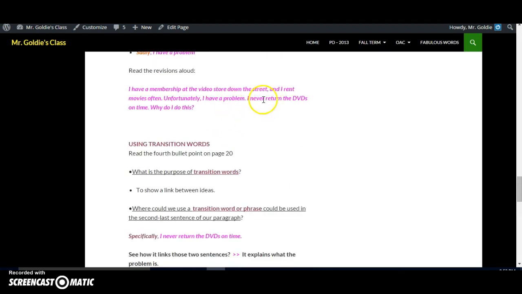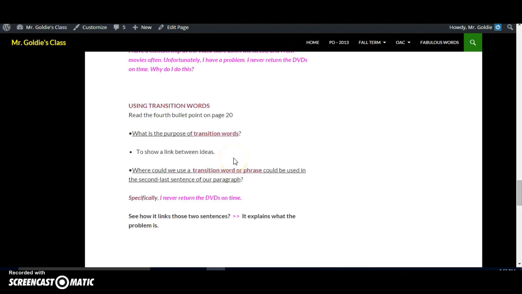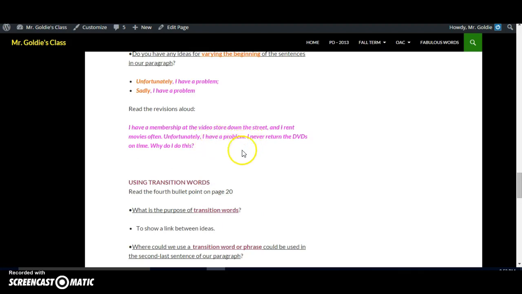So the second last sentence is this one. I never return the DVDs on time. You could say, specifically, I never return the DVDs on time. So, do you see how it links those two sentences? It explains what the problem is. I have a problem. What is the problem? Specifically, the problem is I never return the DVDs on time. Okay? Another transition word in this paragraph is the word and. That also connects two ideas.